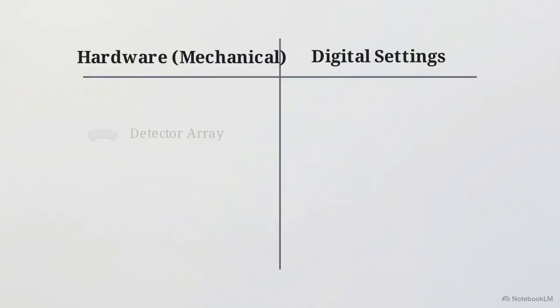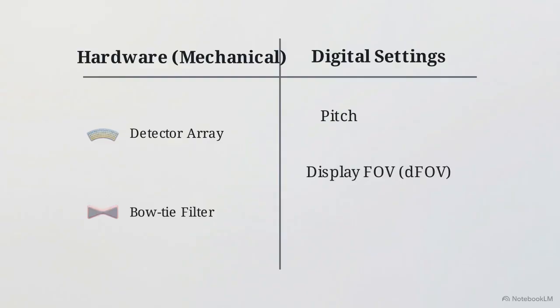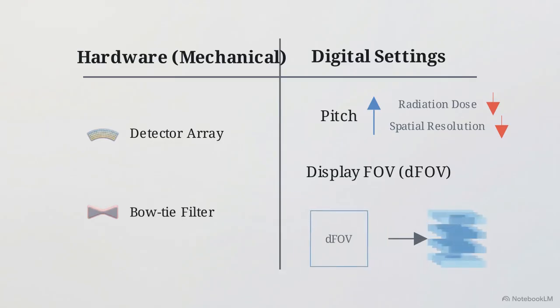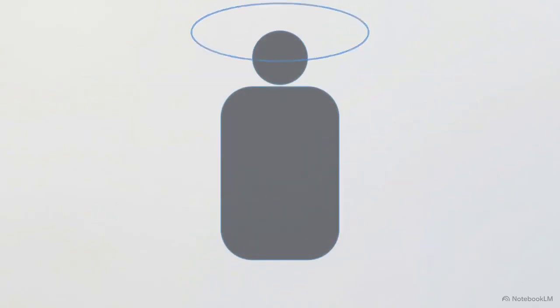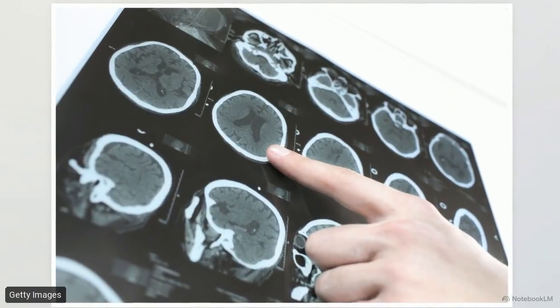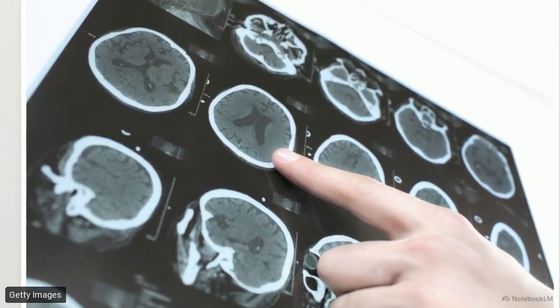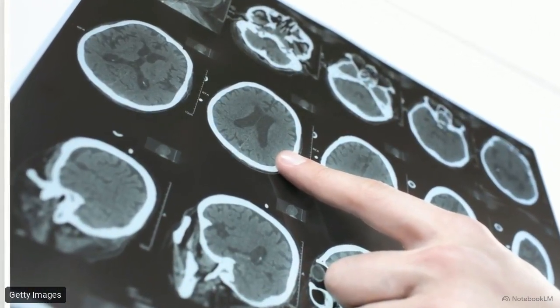This summary table organizes the physical hardware on the left, like multiple detector rows and bow tie filters, against your controllable parameters on the right. Notice how increasing pitch predictably decreases your dose and resolution, while shrinking your display field of view sharpens your final image. Modern CT scanners deploy intense computational power to adapt to the patient automatically. But it is the radiographer's precise control over the physical variables of the machine that guarantees an accurate, life-saving diagnosis.